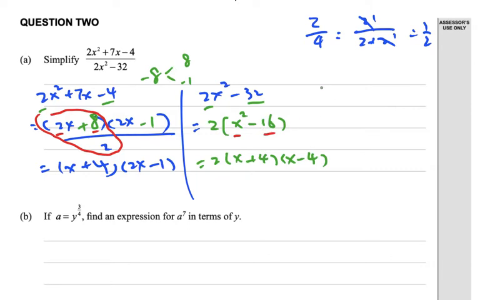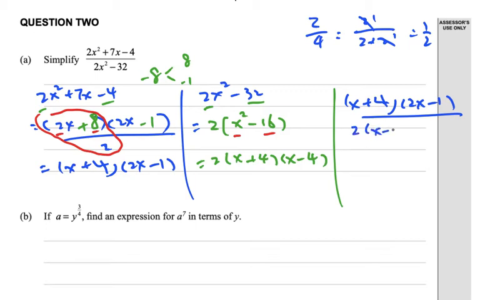Now we're going to write this in fraction form, so x plus 4 and 2x minus 1, that's the top, and divide by 2 times x plus 4 and x minus 4, right? And you can see there's a common factor, x plus 4, that can be cancelled out.